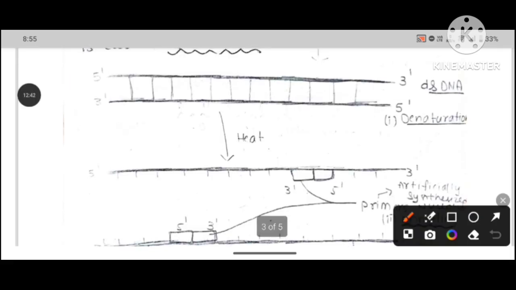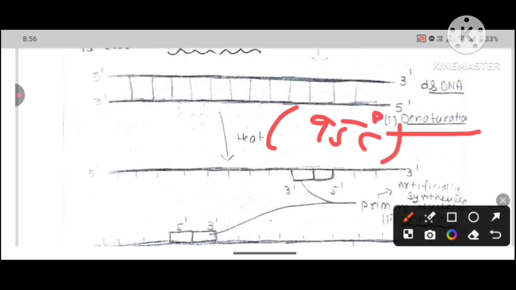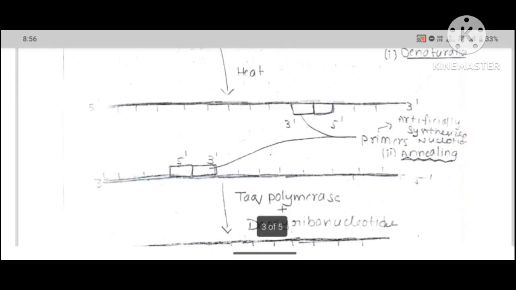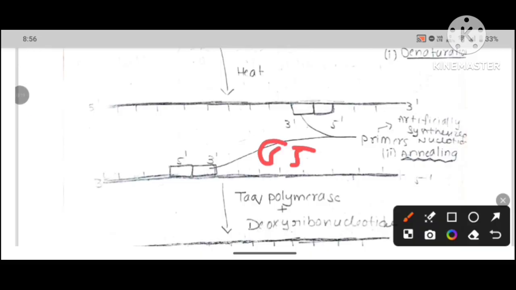Firstly, we need to separate the double stranded DNA, and this step is known as denaturation. At temperatures of 90 to 95 degrees Celsius, we denature the double stranded DNA, in which the parental strands of the DNA get separated like this. So this is the first step, known as denaturation. The second step, where you can observe the separation of the strands, is annealing, where you decrease the temperature to 55 to 70 degrees Celsius for the addition of primers.